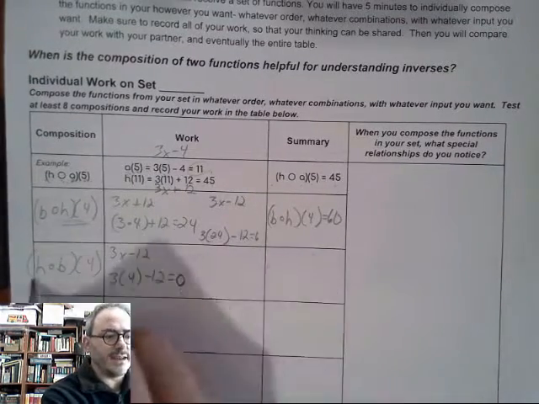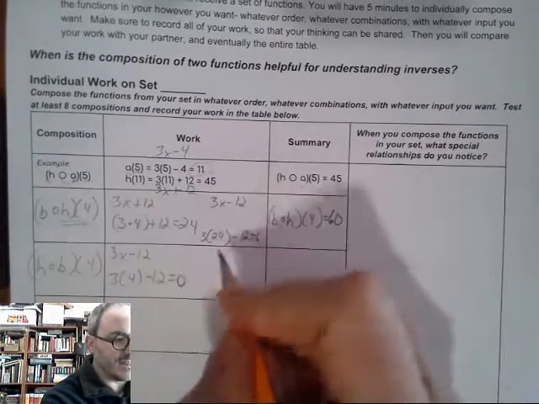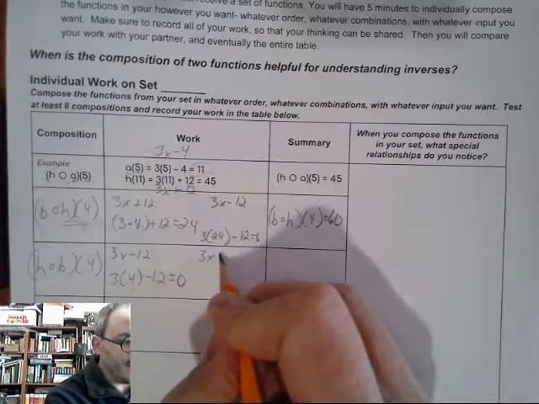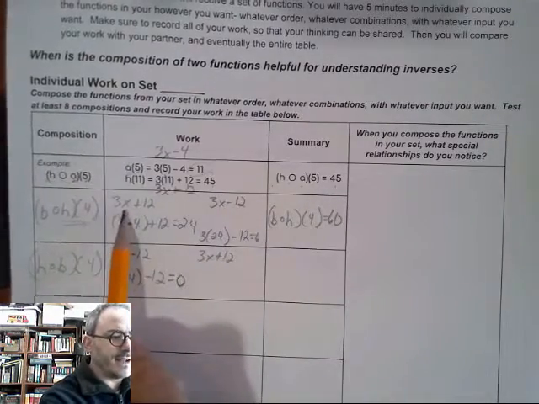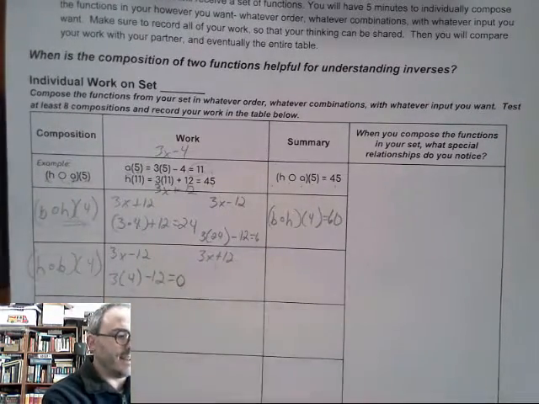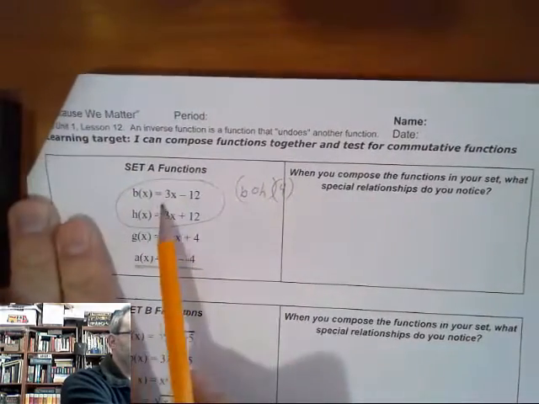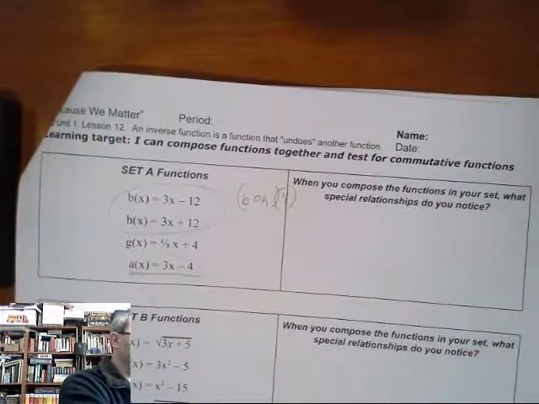Now I need to plug 0 into my h of x. What's my h of x? Well, it's the first function I did over here. Remember? That's my h of x. I can get that from my next page. I want to confirm my h of x. Oh, nope, that's set C. H of x is 3x plus 12.